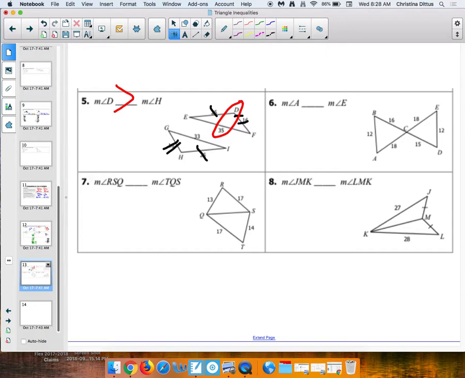And this one, I've got 12 the same. I've got 18 the same. So which side is bigger, 16 or 15? 16. So which angle is bigger? A. A is bigger.